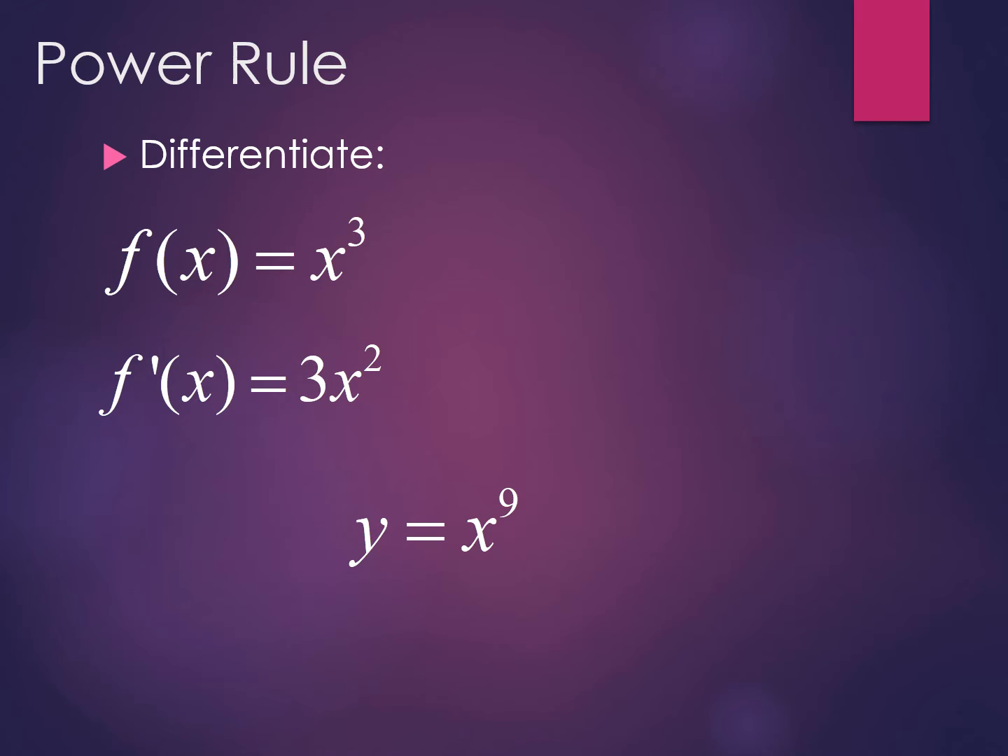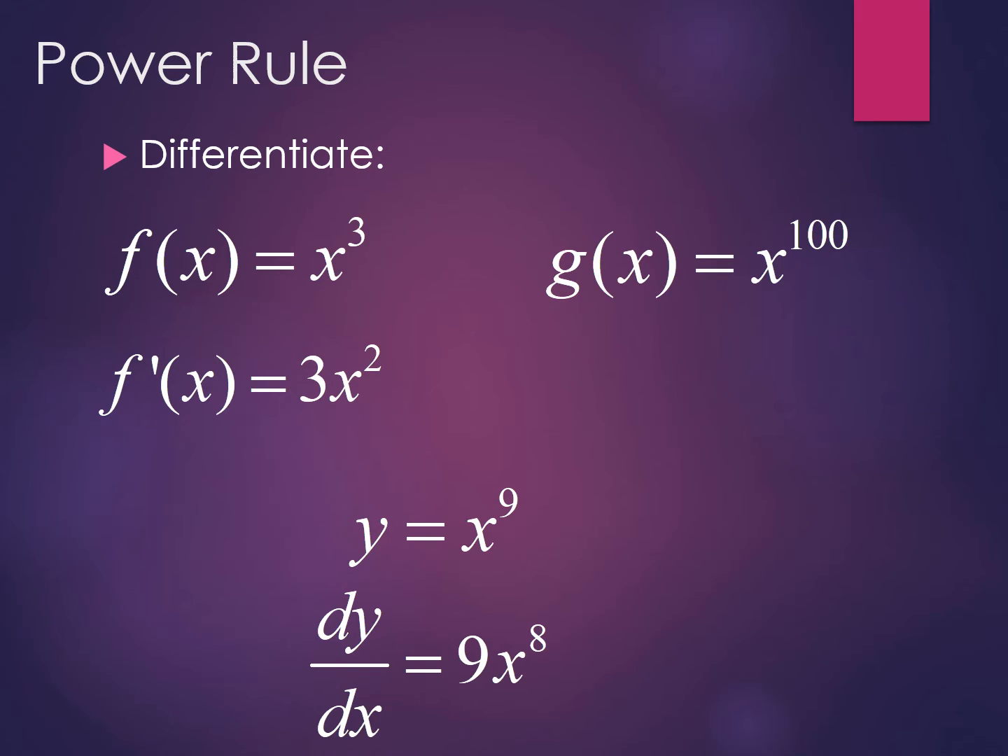Now let us have another one. y equals x to the ninth. In here, y prime, or dy over dx, equals 9x to the 8th. Let us have another one. g of x equals x to the 100th. In here, g prime of x equals 100x to the 99. So always, whatever the exponent is, it will be the number before your variable, and then subtract 1 from your exponent. So that is the power rule.